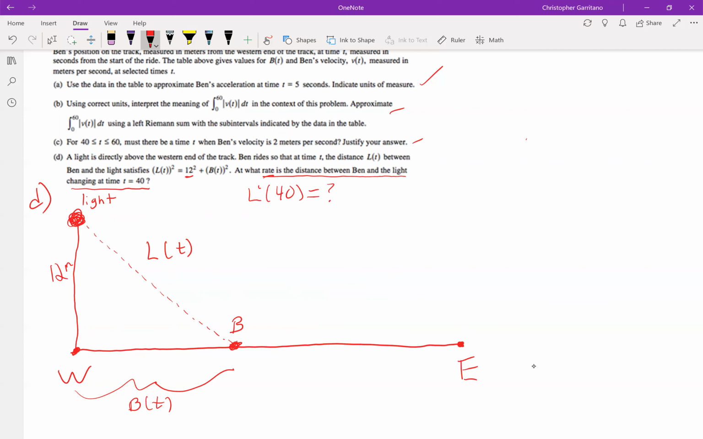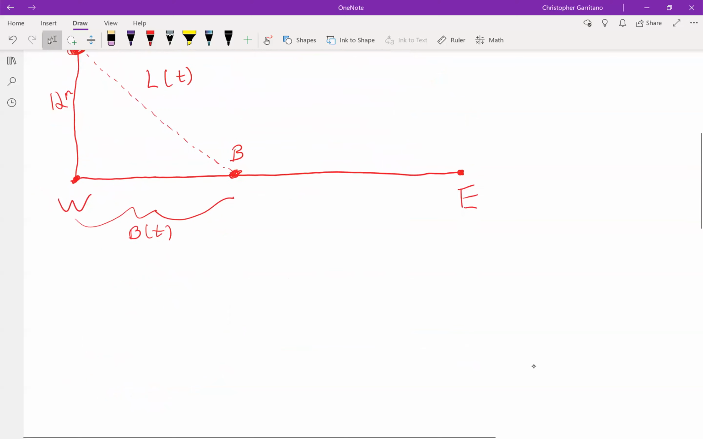Right, so that red underlined sentence can be boiled down to L prime of 40 equals what? All right, so let's go ahead and see if we can figure that out. The good thing is we have an equation, and while that equation might not have L prime, it does have L. And of course, in order to obtain an L prime, we just need to differentiate. In this case, we're going to differentiate with respect to time. All right, so let's write down that equation.